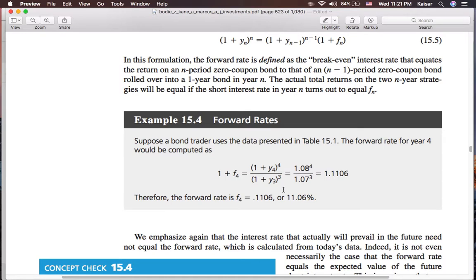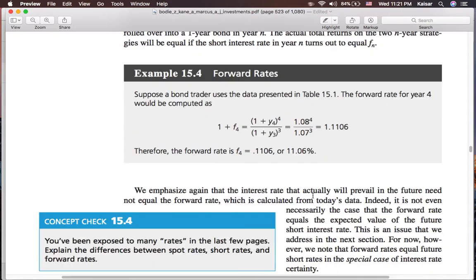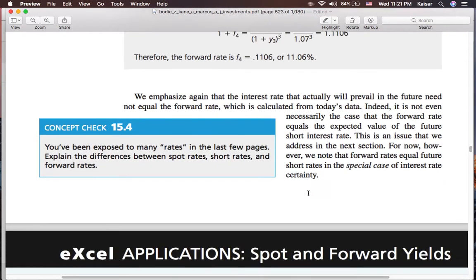Therefore, the forward rate is F4 equals 0.1106, or 11.06%. We emphasize again that the interest rate that actually will prevail in the future is not equal to the forward rate, which is calculated from today's data. Indeed, it is not even necessarily the case that the forward rate equals the expected value of the future short interest rate.